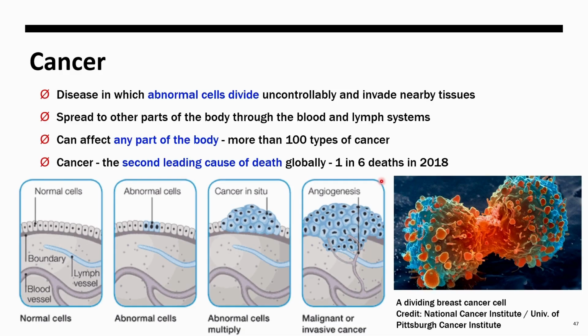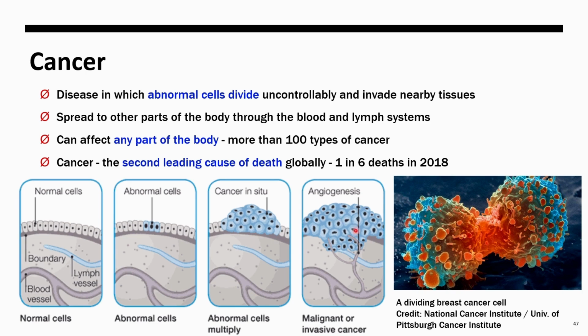So let's go into our next main disease, that is cancer. Cancer is a disease in which abnormal cells in your body divide rapidly and uncontrollably, and then invade the nearby tissues. If you look at this figure, you can see these are normal cells, and there are three abnormal cells among them. All cells divide, but when abnormal cells start dividing, they divide uncontrollably and rapidly. So there becomes a cancer, an in situ cancer.